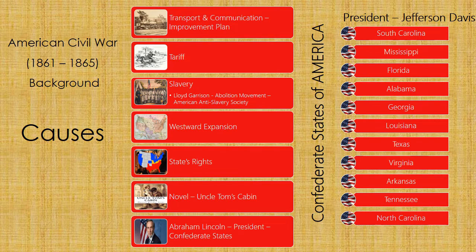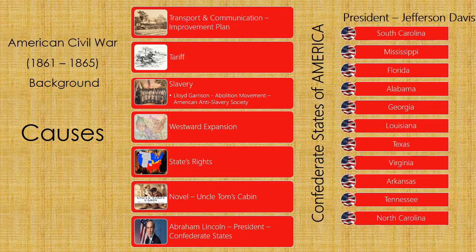The northern states felt that slavery was a social injustice and should be abolished. The abolitionist movement was led by William Lloyd Garrison. He founded the American Anti-Slavery Society.